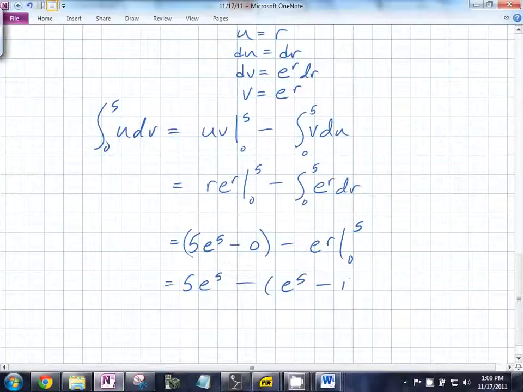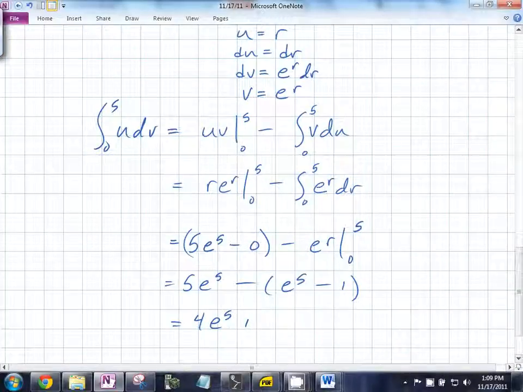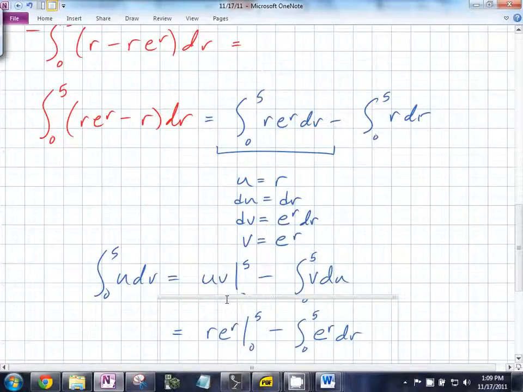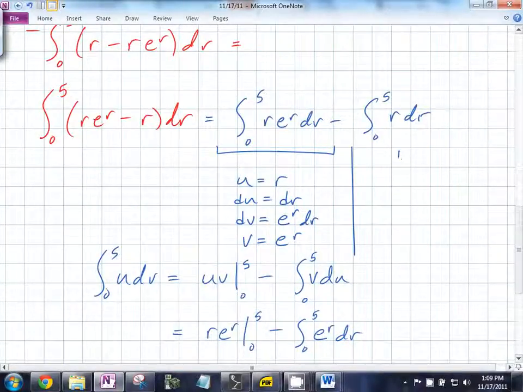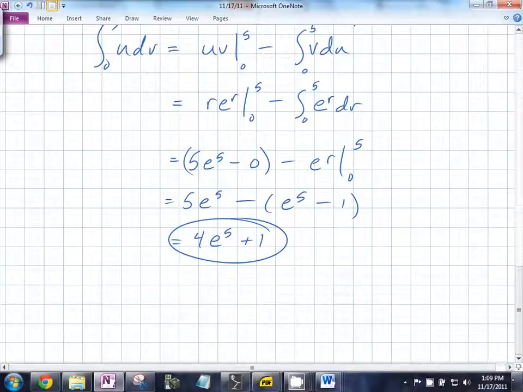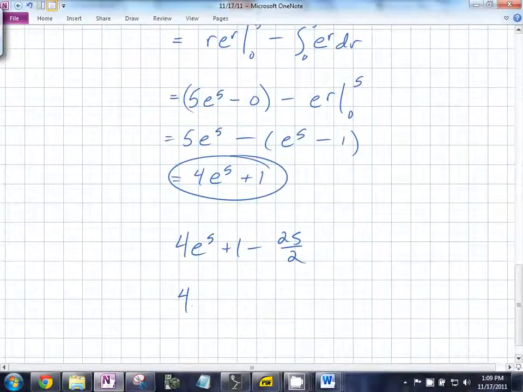Wait, we forgot about the other part. I know. I'm scrolling back up here. So if we scroll back up here, you end up with 1/2 r squared from 0 to 5. So you end up with 25 over 2. So you're subtracting that, right? So your final answer is going to be 4 e to the 5th plus 1 minus 25 over 2. Let me see if we can match it. Yeah, they usually have the improper fractions. Let's see if we actually agree here.